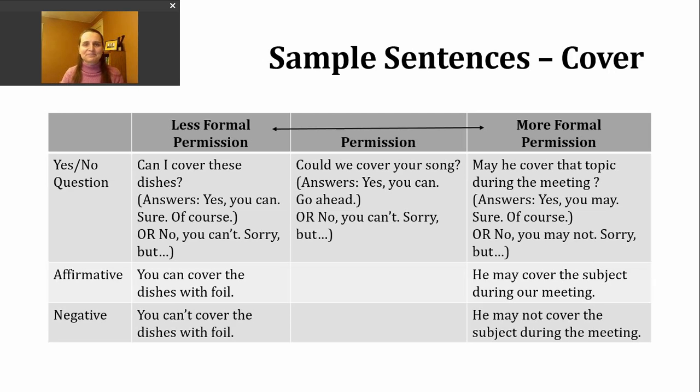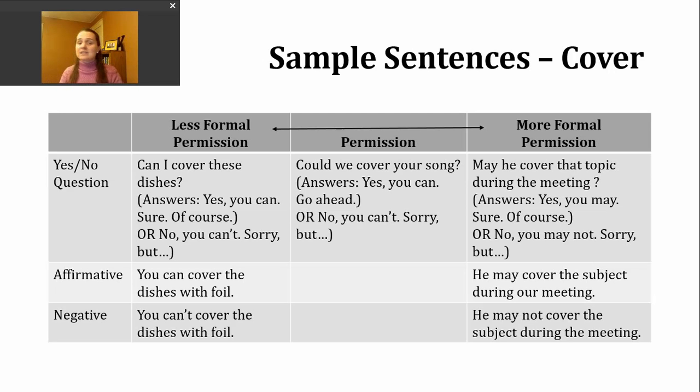with foil. Okay. Moving up into slightly more formal, you'll see an example here of a question. Could we cover your song? This connects back to that sixth definition that we looked at. So another way you might hear this, remaking a particular song. So performing a song that someone else has written and sort of made famous, right? So we've got our question here. Could we cover your song? Right? So maybe one musician talking to another, right?